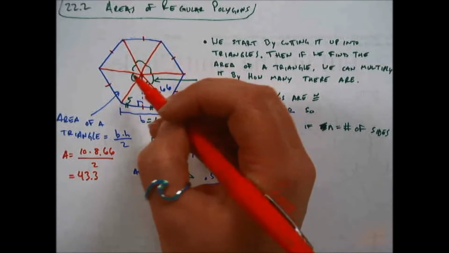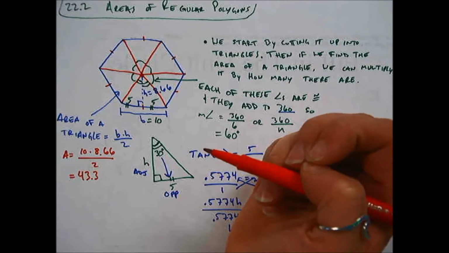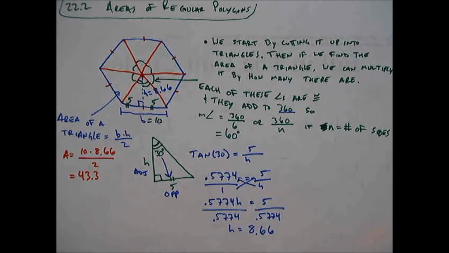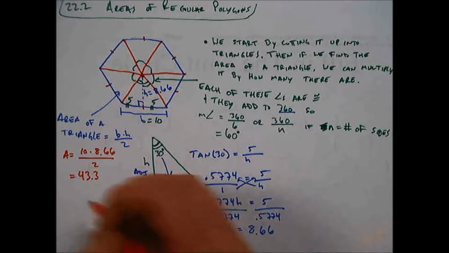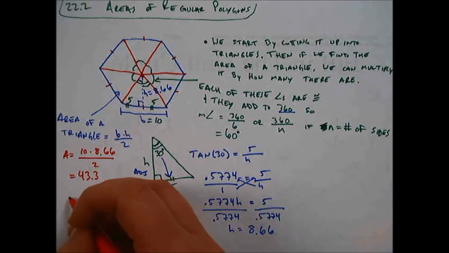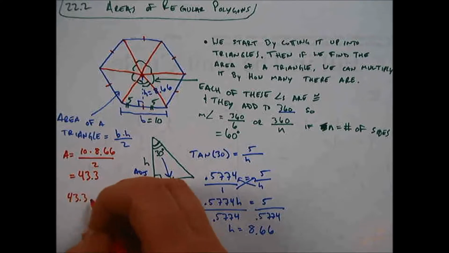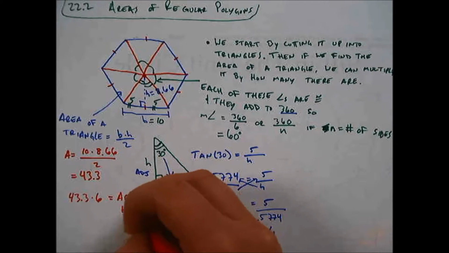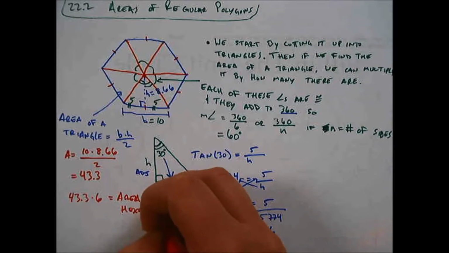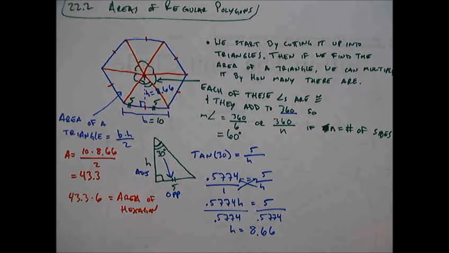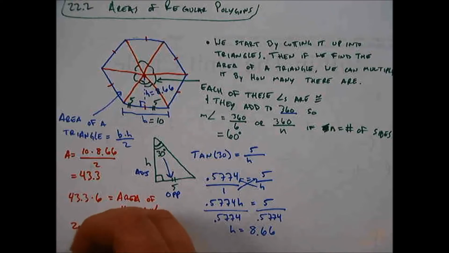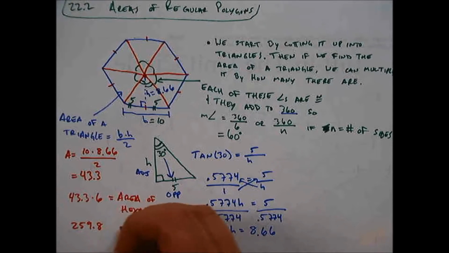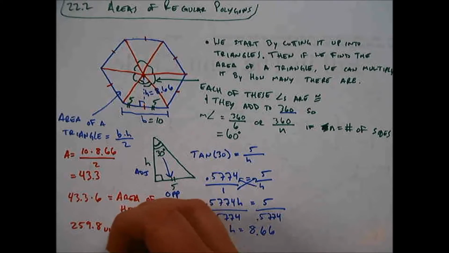And since it's a hexagon, we have 6 of these triangles in here. So to find the area of the polygon, we're going to multiply it by 6. So 43.3 times 6 is equal to our area of the hexagon. So times 6, and we should get 259.8 units squared.